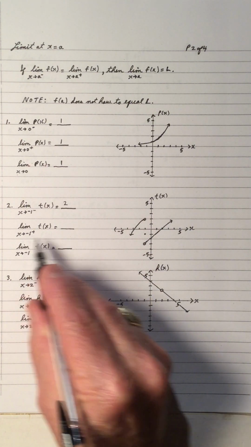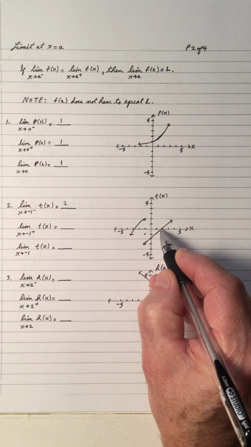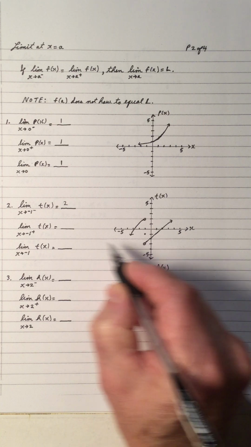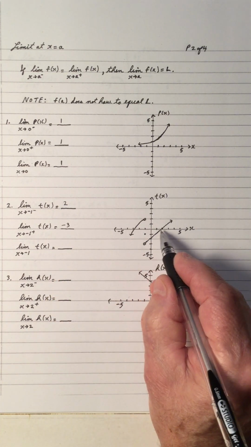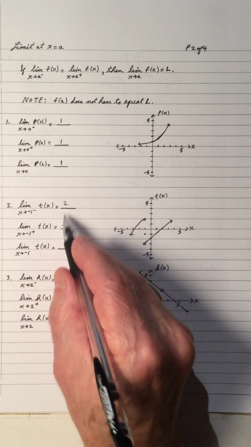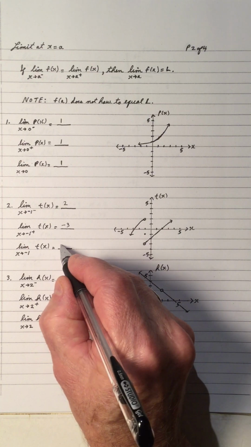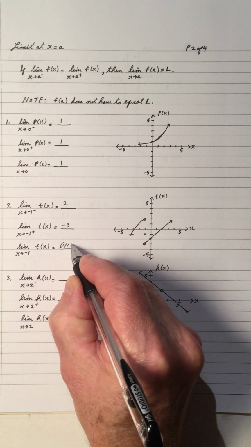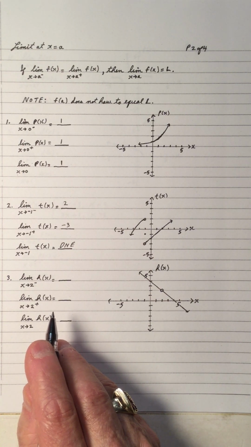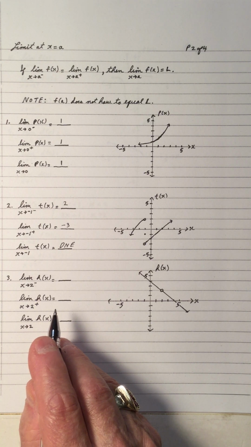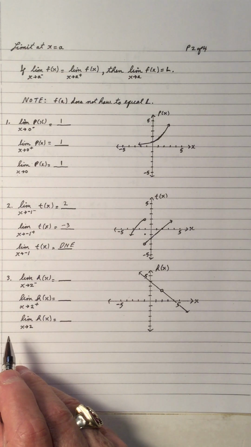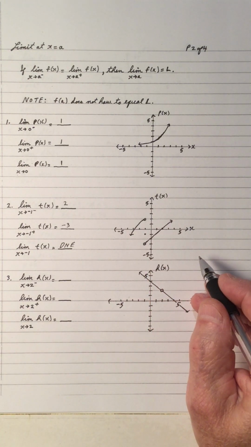Now we're going to approach negative 1 from the right side. So we're coming in this way on the right side, coming down this curve, and we're getting a negative 3. It's the y value that you approach. And these two are not equal, so that means the limit does not exist. The limits are not the same. So at negative 1, there's no limit. They're different.